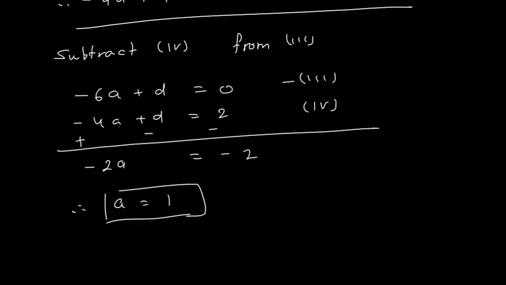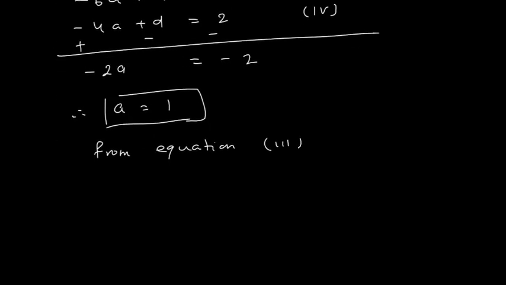Now we can put this value of a in any of the equations. So I will say that from equation 3, we get minus 6a, a is 1, minus 6 plus d is equal to 0. So this gives me the value of d as 6. So the value of d is 6.